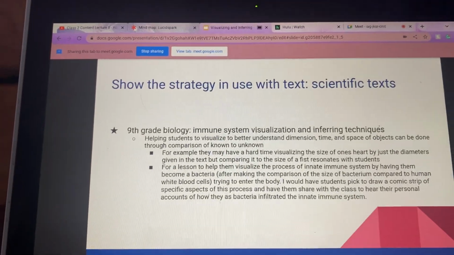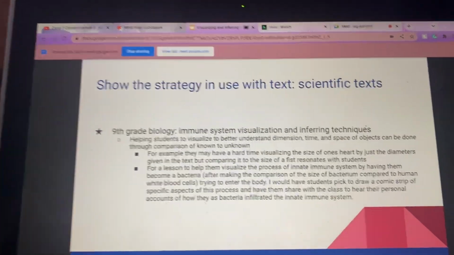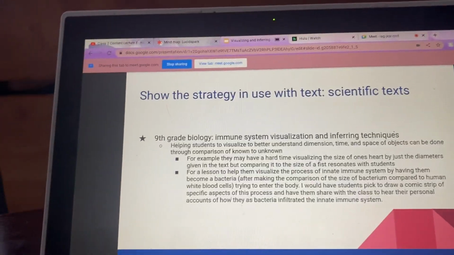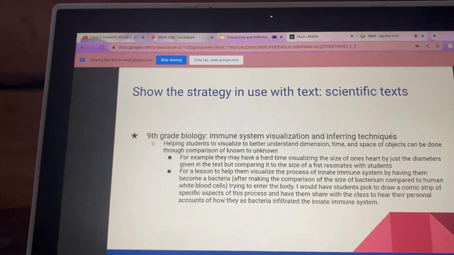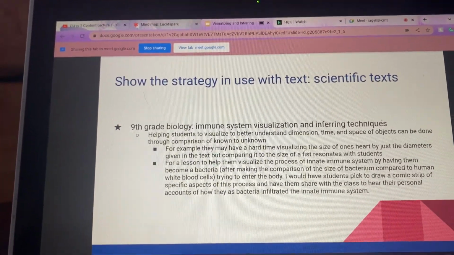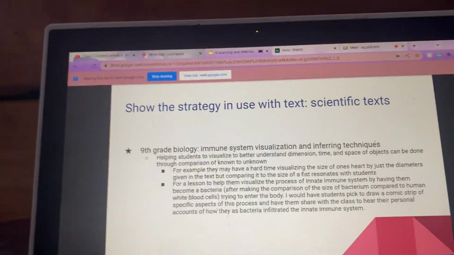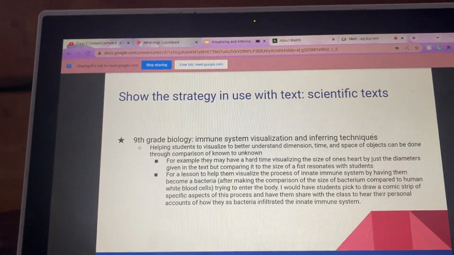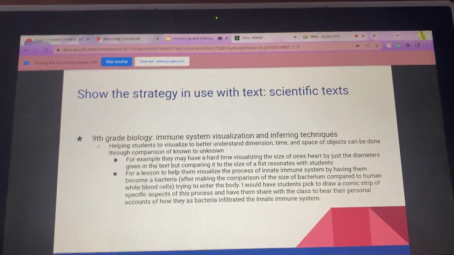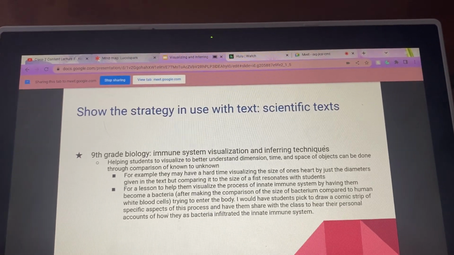For a lesson to help them visualize the process of the innate immune system, I would have them become a bacteria after they have already compared the size of a bacteria to a human white blood cell. Bacteria cells are way smaller. So they would be this small, tiny bacteria trying to enter the body, and I would have them draw comic strips of specific aspects of this process and share with the class to hear their personal accounts of how the bacteria infiltrated the innate immune system. The cool thing about this lesson is that there are multiple ways the bacteria can infiltrate the innate immune system, so it'll show them different points of view.